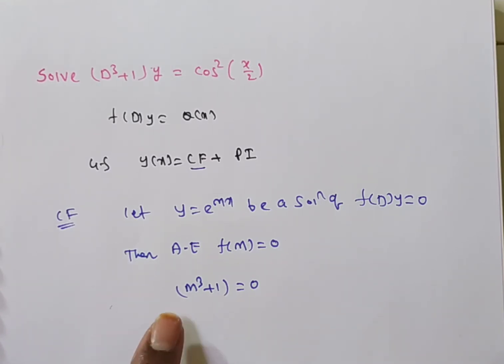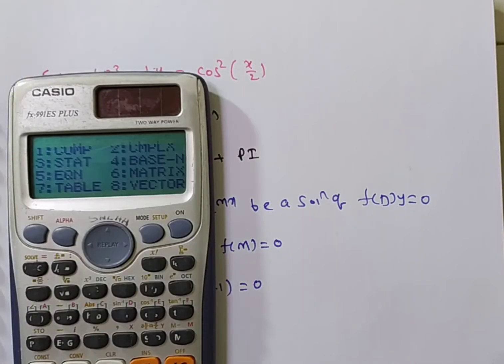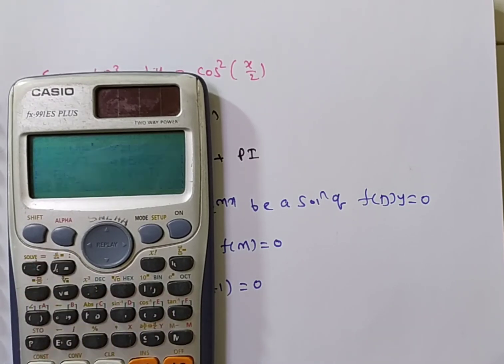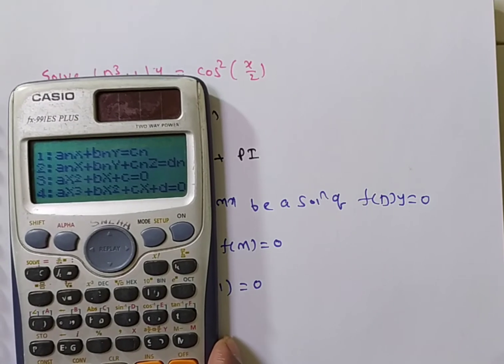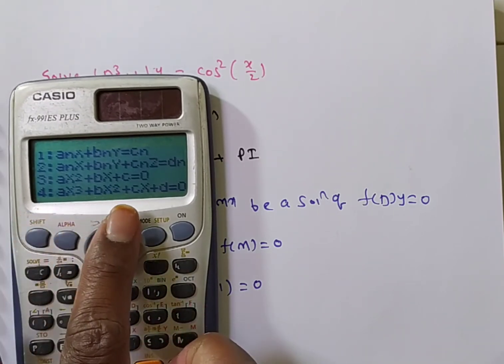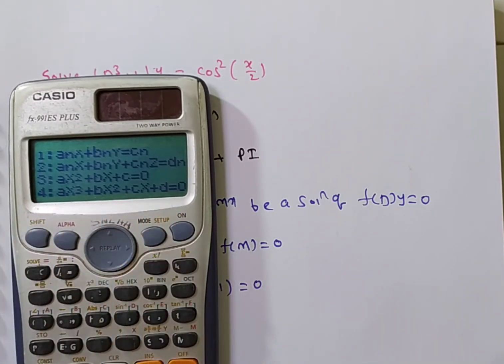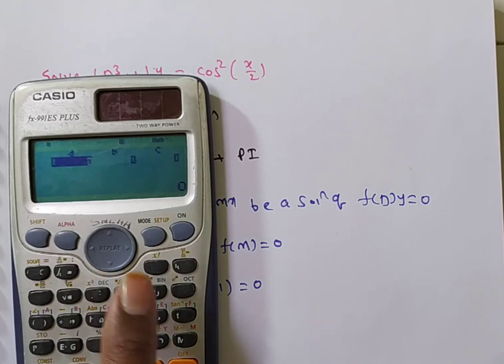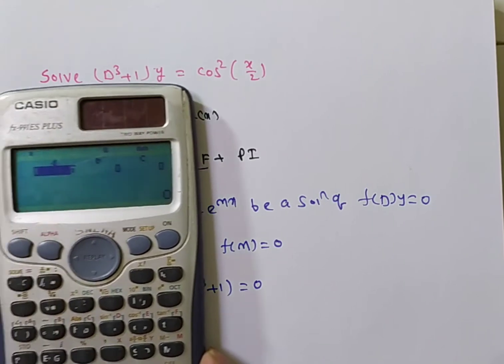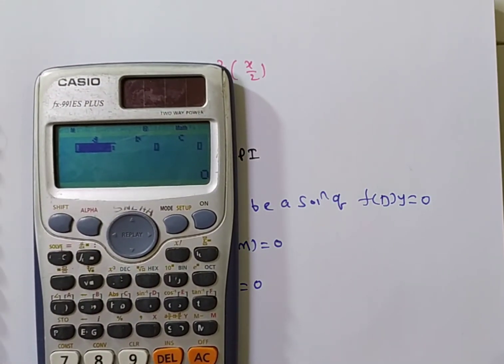By observation you can say minus 1 is a root, and then we have to simplify. To simplify this I am using the calculator. We can use the calculator in the exam also. Now this is a polynomial equation, so go for equations. This is a cubic equation, ax³ + bx² + cx + d, a polynomial of degree 3. Now you have to give the x³ coefficient. What do you have here? m³ + 1, so the m³ coefficient is 1.